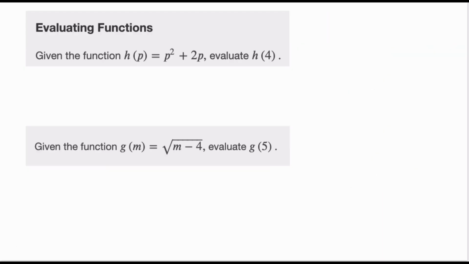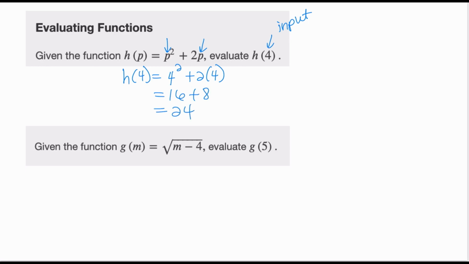Let's go ahead and take a look at this example. It says, given the function h of p equals p squared plus 2p, evaluate h of 4. Again, h of 4 means that my input is going to be 4. So I'm going to go to the equation and wherever I see a p, I'm going to substitute the p with 4. So that means that h of 4 is equal to 4 squared plus 2 times 4, which is 16 plus 8, which is 24. And that's my final answer.